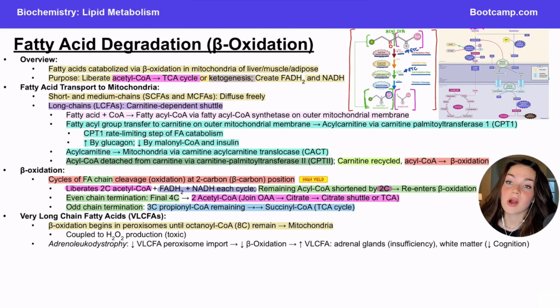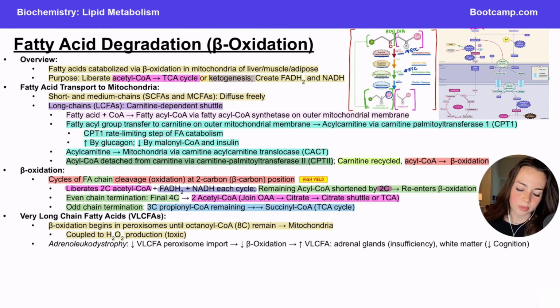Beta oxidation in the peroxisome is similar but not the same to how the process runs in the mitochondria. The important thing to know about beta oxidation in the peroxisome is that it is coupled to the production of hydrogen peroxide, which is a toxic metabolite. And that's why we don't just run this all the way in the peroxisome, because we want to minimize the production of this toxic metabolite.